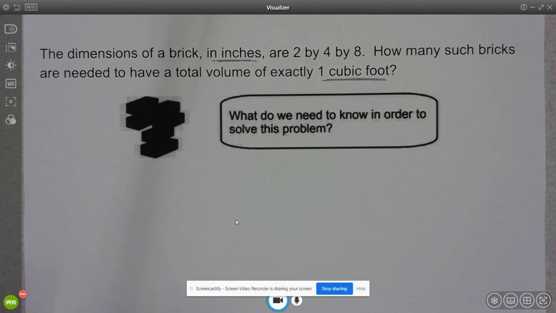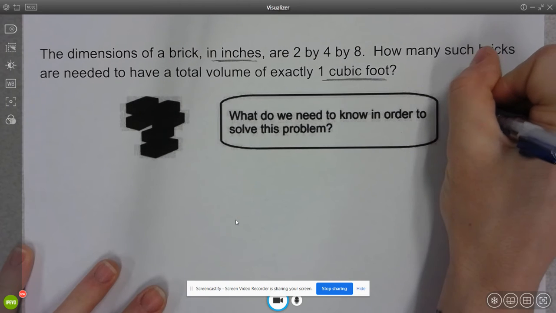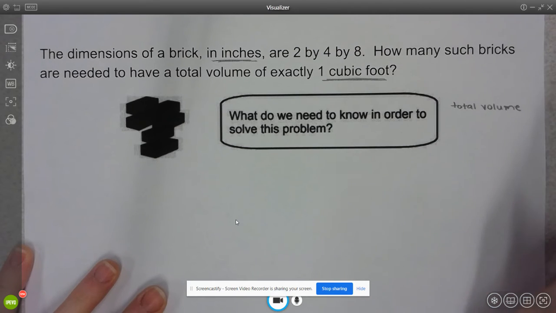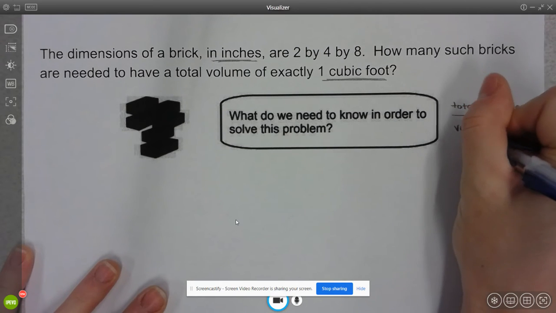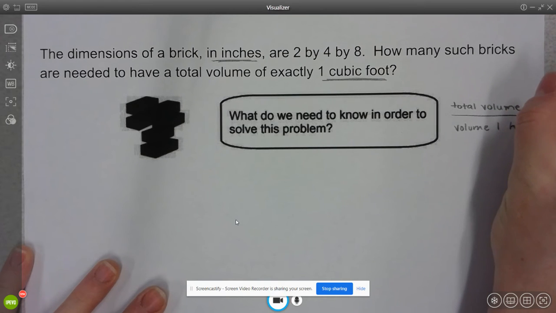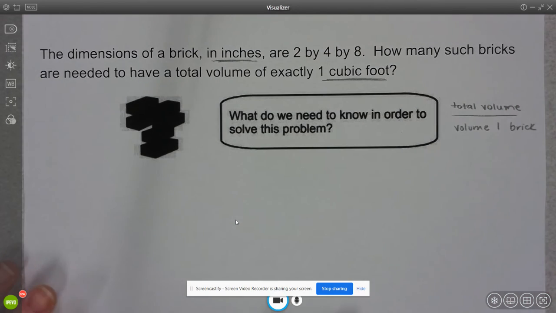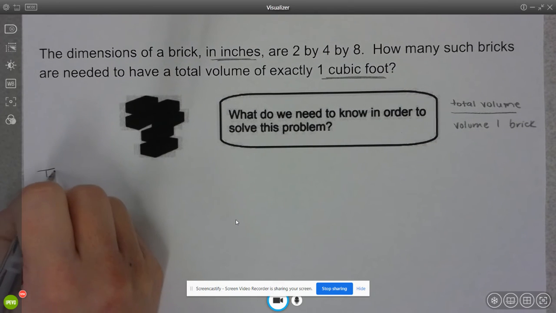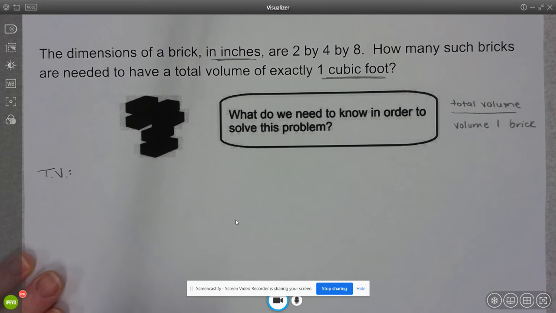So in order for us to figure out the answer to this question, ultimately I can look at this as the total volume divided by the volume of 1 brick. So the things I need to know are the total volume, and I'm going to divide that by the volume of 1 brick. So 1 cubic foot, I'm just going to label it TV for total volume.